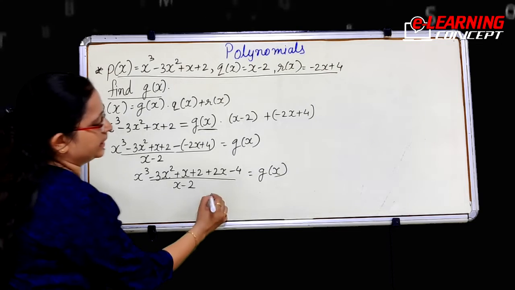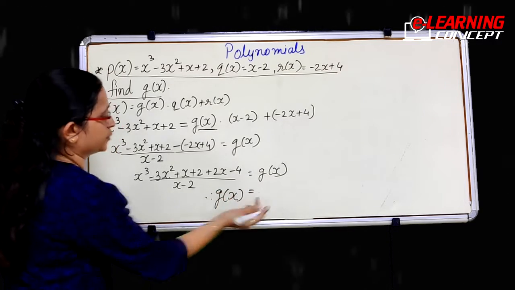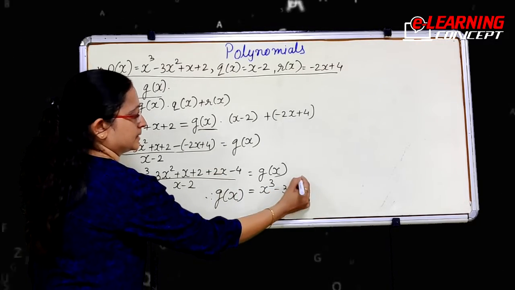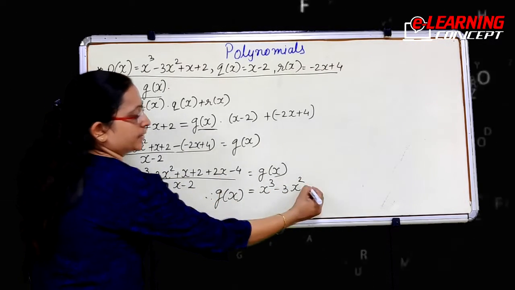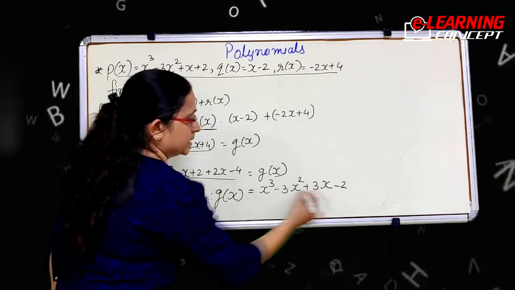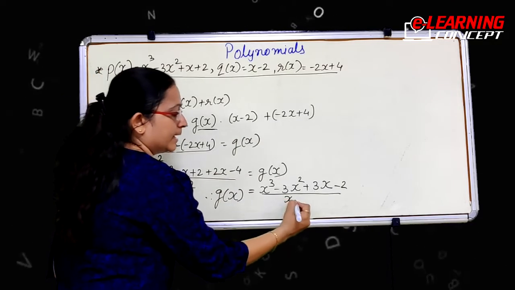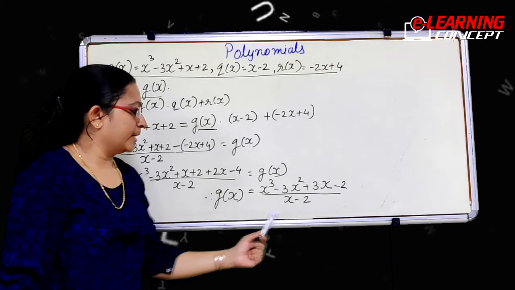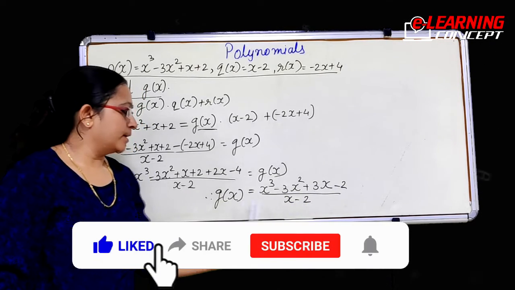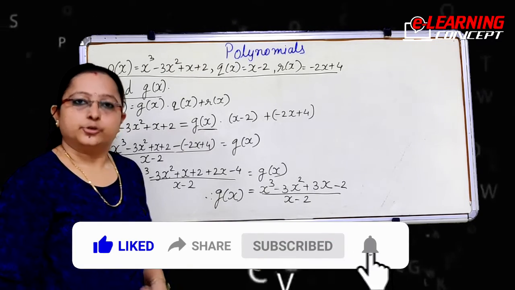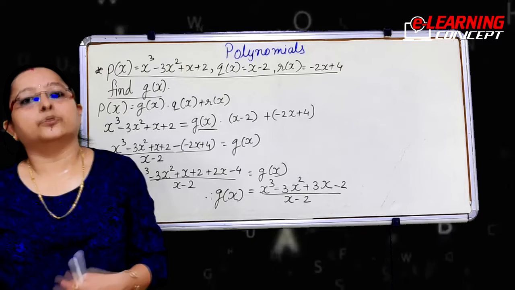So here we finally got g of x is equal to x cube minus 3x square plus 3x, that is x plus 2x, and 2 minus 4, so minus 2, divided by x minus 2. That means whenever you divide this polynomial by x minus 2, you will get the answer g of x, so you will get the divisor here. That you can do. Next time we will see a few more important sums from the same chapter.